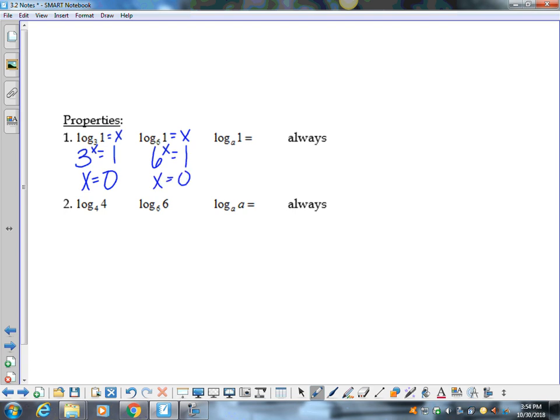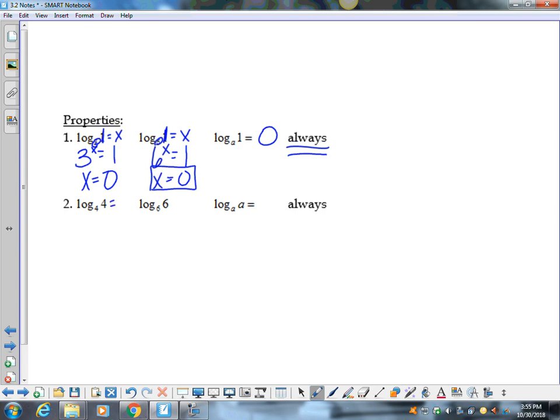So the point is, I don't care what my base is, but if I am logging a 1, it's going to equal 0. So log base a, that just means a can be anything it wants to be. Log base a of 1 will always be 0. So stay on alert for him, because if you ever see log base something of 1, you need to know that immediately goes to 0.